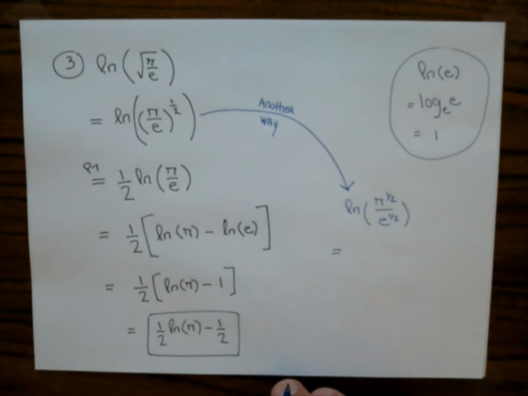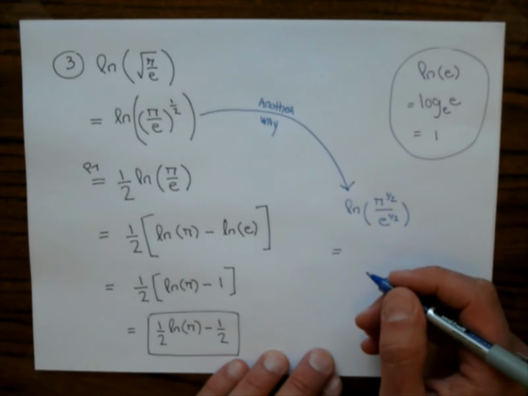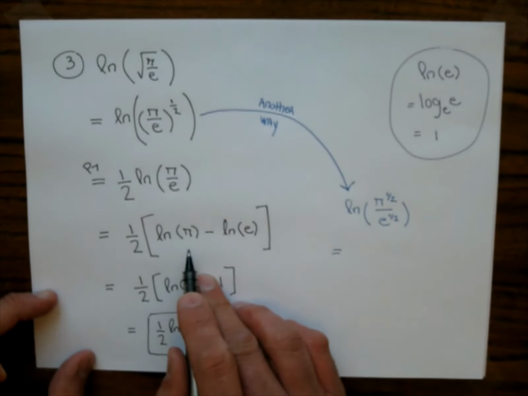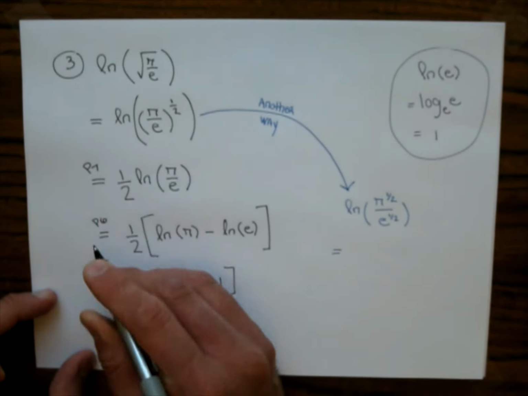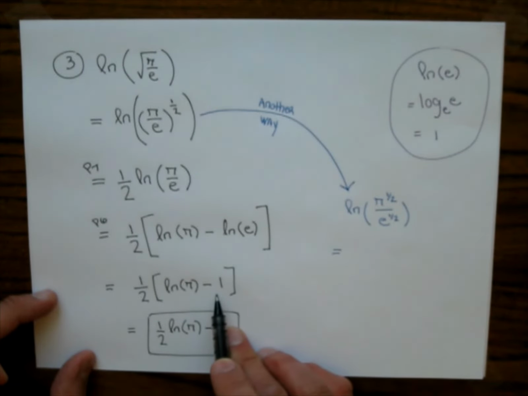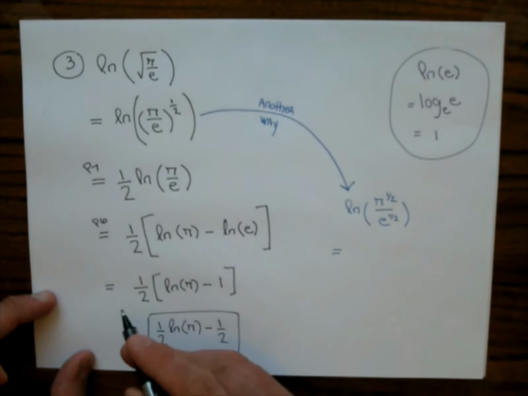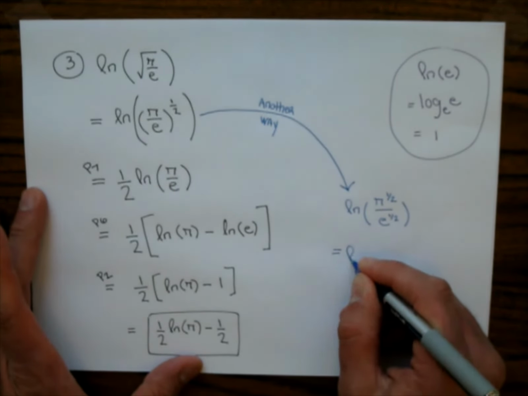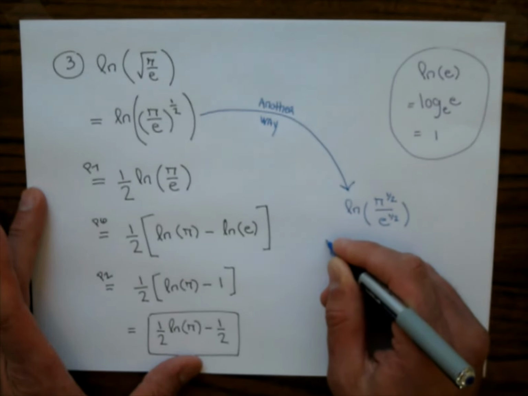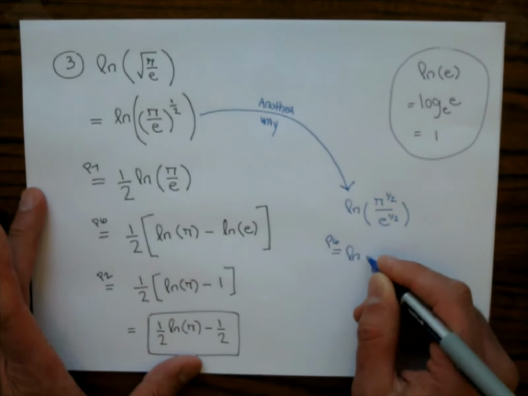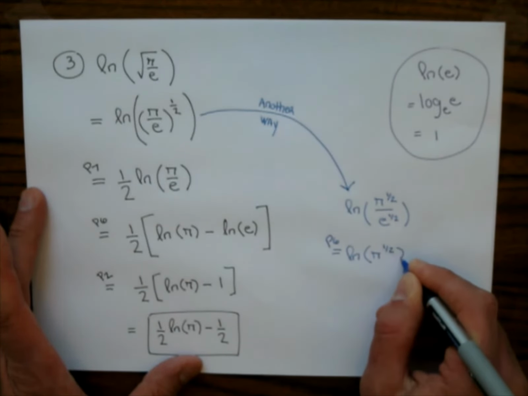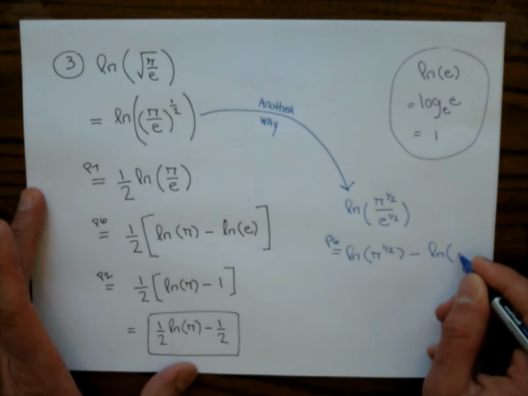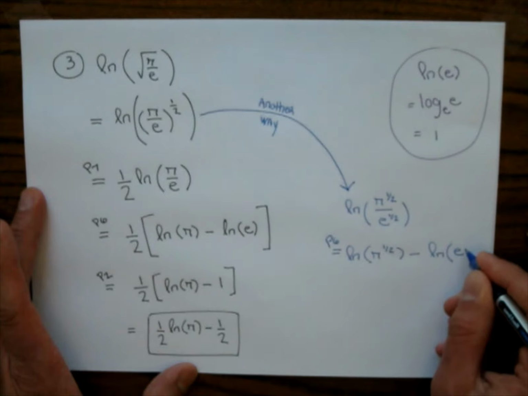Hold on, I forgot to put, this was the quotient rule, so this was property 6. And then this one from here to here was property 2. Not that we have to label the properties, but in case someone's looking at these notes. So now I'm using the quotient rule, which is property 6, ln pi to the 1/2 minus ln e to the 1/2. I'm just doing the problem again, because obviously this is so fun.